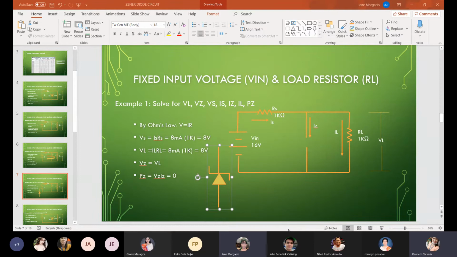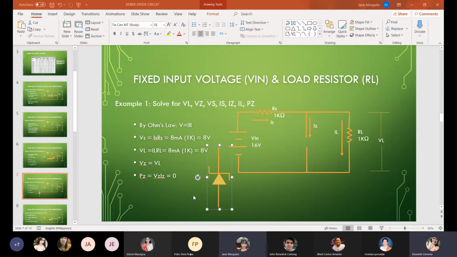Question? Okay po ma'am. Kasi po nakaparallel po yung RL. Kaya po 8 din ang lumabas. Pero kung sa dulo, kung doon po mag-measure sa may RS po, tapos makukuha yung 16 po.